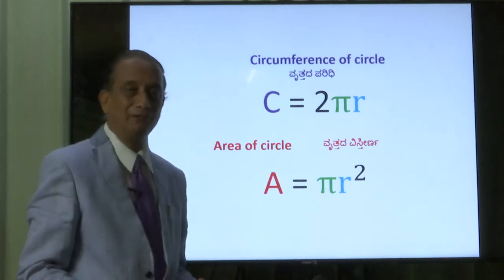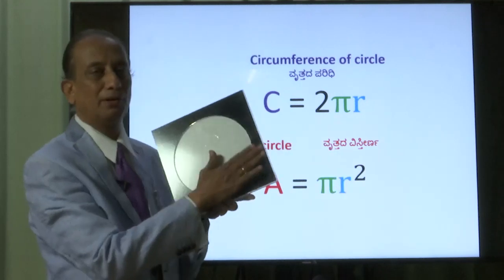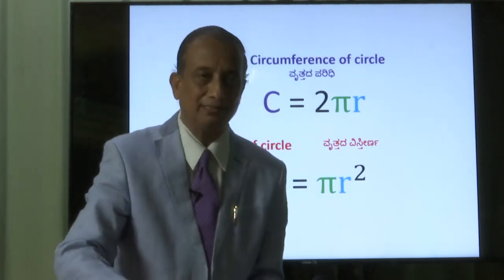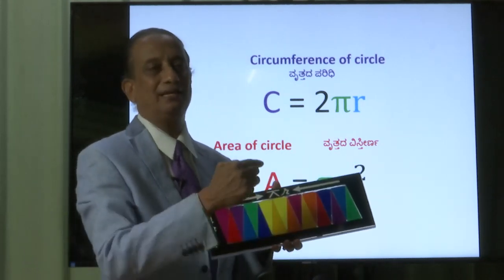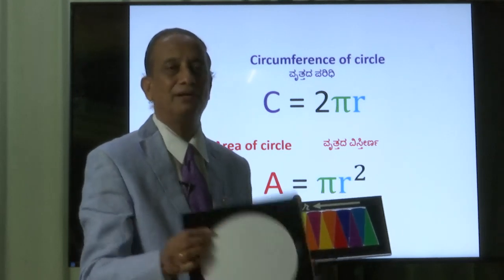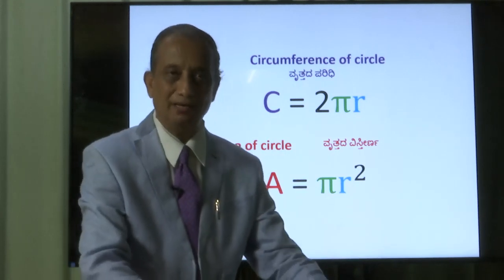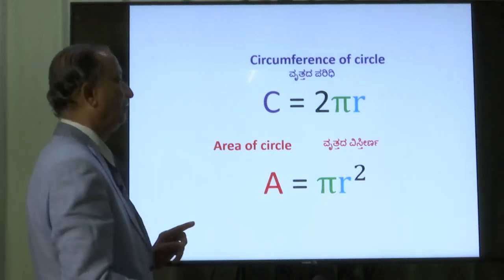By dividing the circular region into as many sectors as possible and placing them in a rectangle or parallelogram like this. Since we know the area of a rectangle or a parallelogram, using this concept we can easily find out the area of a circle, which is nothing but pi r into r, which is nothing but pi r square. Okay.